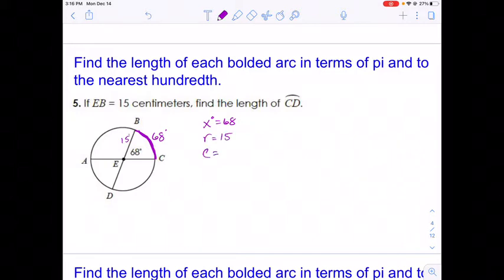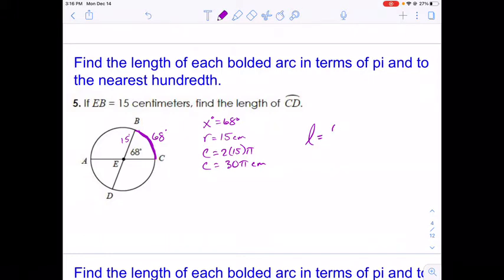So we need to identify our circumference, which is going to be 2 times 15 times pi, which is going to give us 30 pi. So circumference is 30 pi, and this, of course, is in centimeters. These are in centimeters, and this is degrees. So to find our length, we're going to do our arc measure times 30 pi divided by 360.